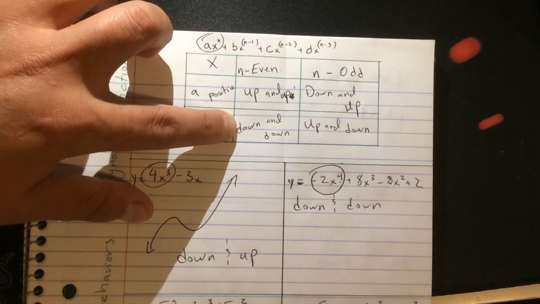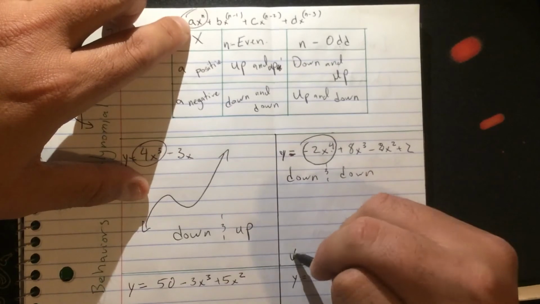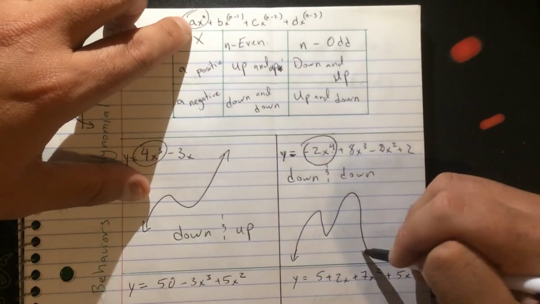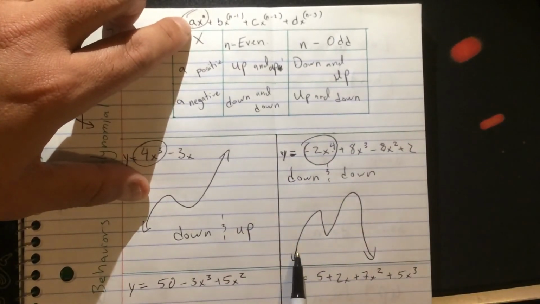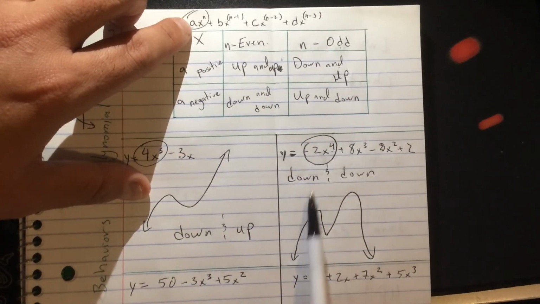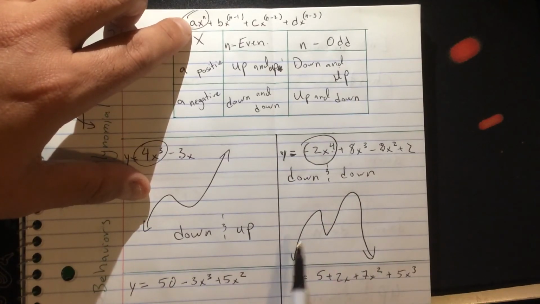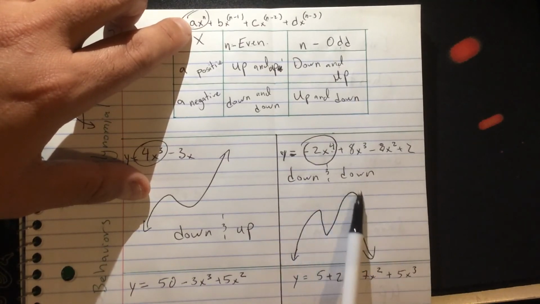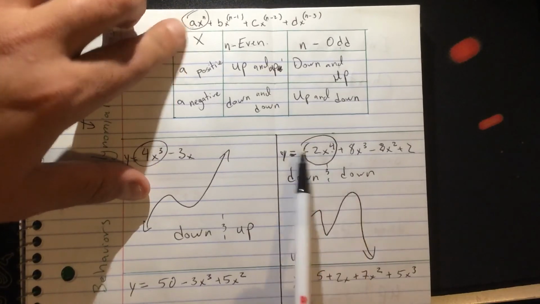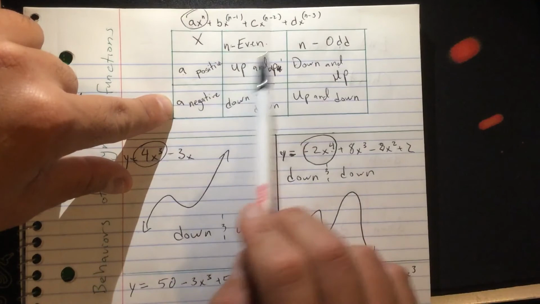Because it's going to start from the down position, it's going to go something like this and then go all the way back down again. Because this is to the fourth power, it could possibly be this, but it doesn't really matter. You just know that it's going to start down and end down because of this here, down, down: negative a and n is even.